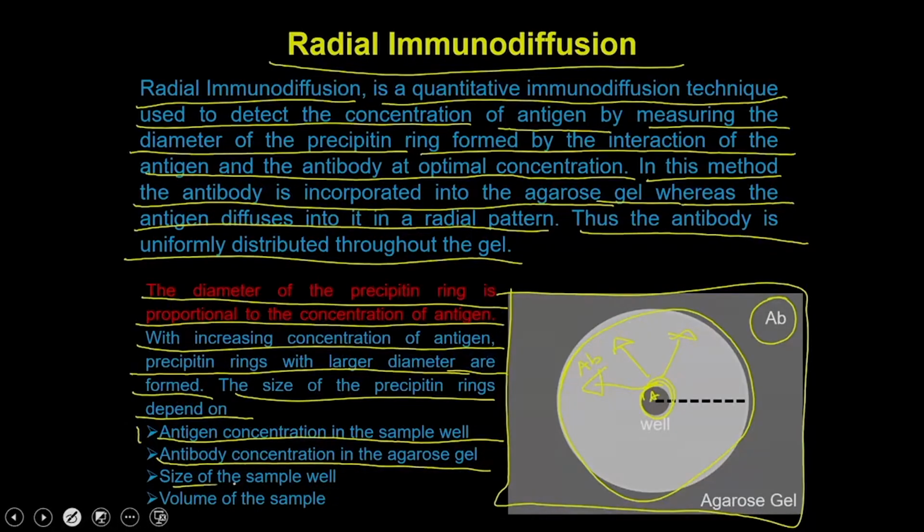Then it will also depend on the size of the sample well, because the diffusion will start from there, so the size of the precipitin ring will also be in proportion to that. And then the volume of the sample is also very important for the diameter of the precipitin ring.